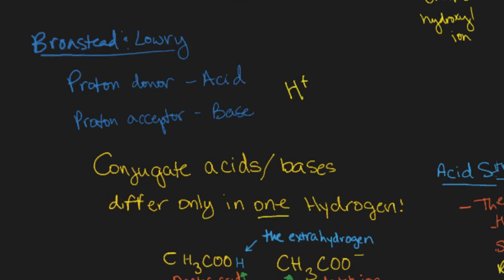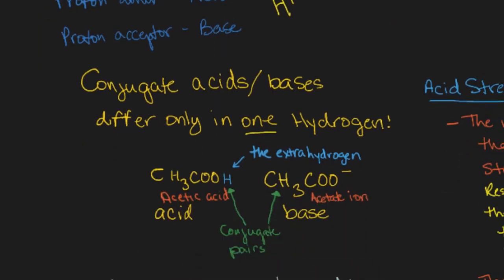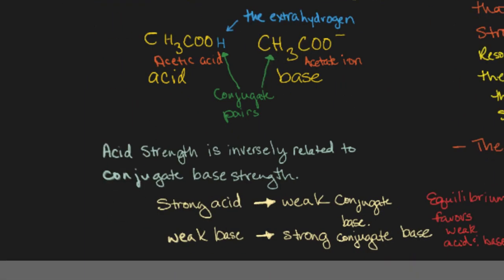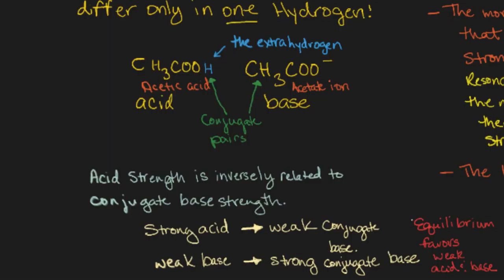Okay, so for example, this is acetic acid. This is the acetate ion. The only difference is one proton. Therefore, these are conjugate acid-base pairs. So acid strength is inversely related to the conjugate base strength. So the weaker the conjugate base, the stronger the acid, and vice versa. So it's an inverse relationship.